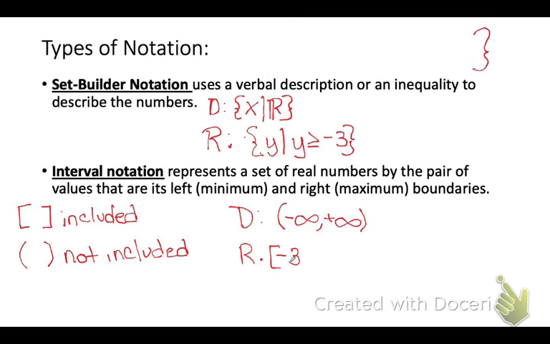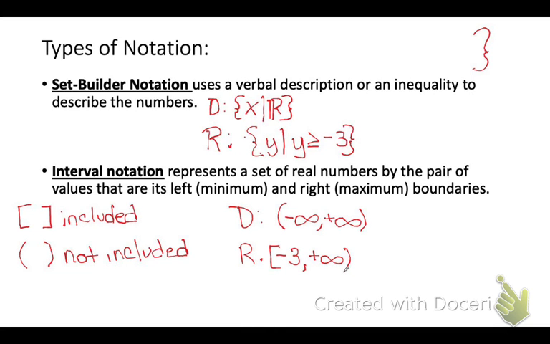So then what is the biggest? Infinity, positive infinity. Now, can I ever get to positive infinity? No. So what do I put at the end? Parenthesis.